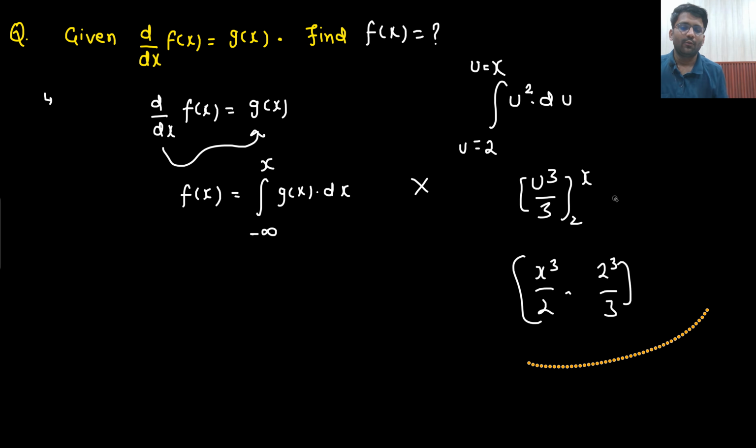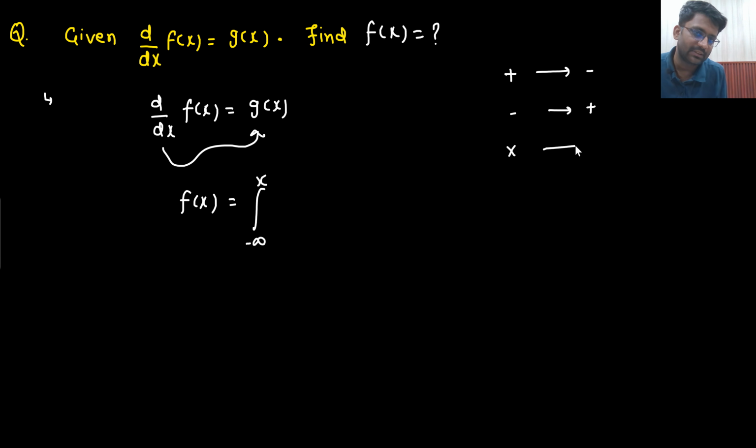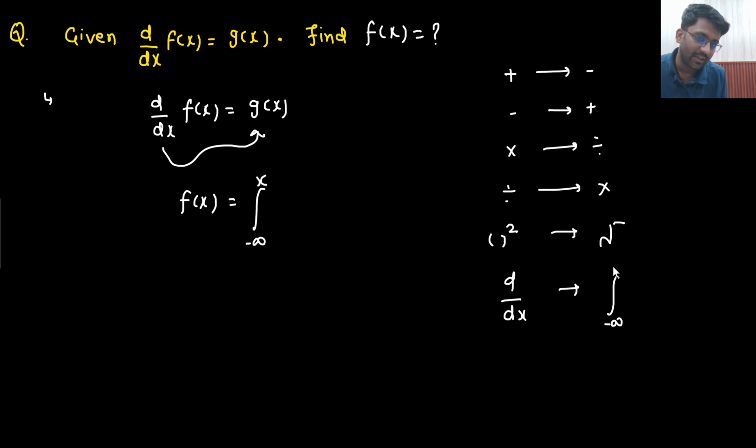So similarly, what you understood from here is that, sir, if this is the scenario that is given, d by dx of f(x), and if I need to write down f(x), then what will I do? Sir, d by dx is going to this side, so it would be changed to an integral from minus infinity to x. Basically, if a plus goes this side, it will become minus. If minus goes this side, it will become plus. If multiplication goes this side, it becomes division, right? And if division goes to the other side, it becomes multiplication. If square goes to the other side, it becomes a square root. Similarly, if d by dx goes to the other side, it becomes an integral from minus infinity to x.